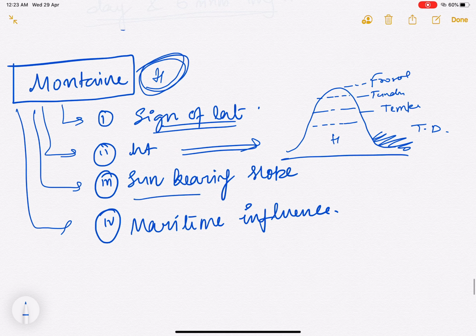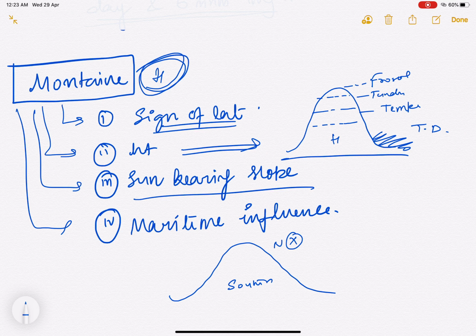Next, the sun bearing slope. Let us take the example of the Himalayas. In the Himalayas, what happened? Your southern slopes are the sun bearing. Southern slopes means towards which India is facing, and the northern slopes are not sun bearing, as a result of which more vegetation you'd find in the southern slopes when compared to the northern slopes.